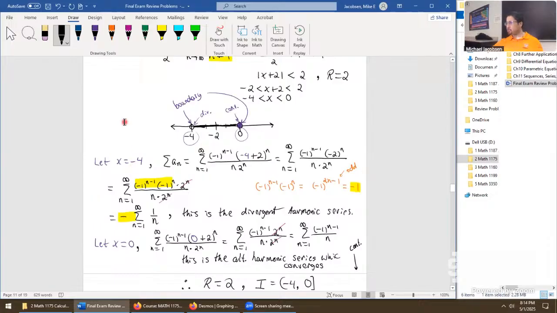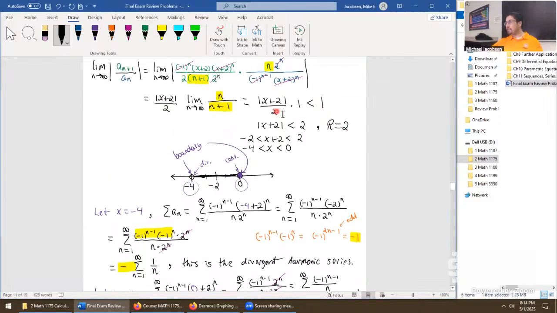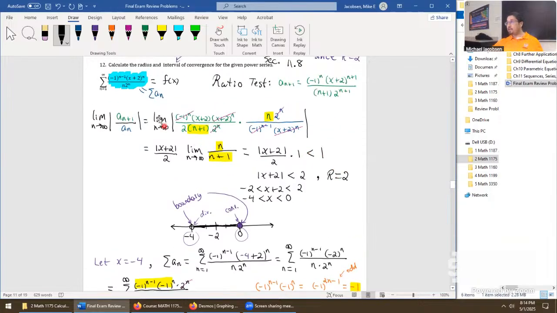Okay, so there were two problems like this on the last exam. One problem was like this one, where R was 2, without as much weird stuff with the exponent. But another problem is if R is infinity, or excuse me, if the limit here came out as, say, infinity, R would have been 0, and I would have just been the center, -2.